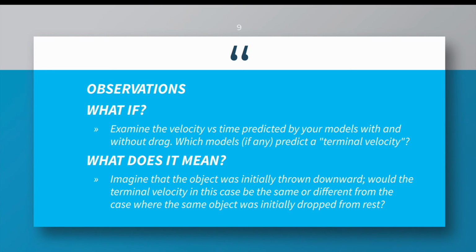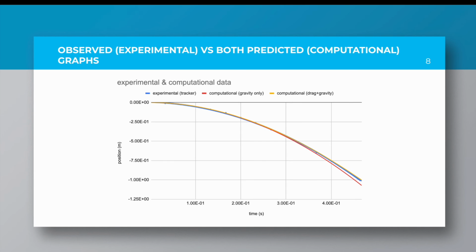So which, if any, of my models predicted a terminal velocity? A terminal velocity is reached when the drag force is equal and opposite to the weight force of the object. So this means that the drag force would have had to be considered if one of my models had predicted terminal velocity. This can be seen in the computational model that took into consideration both drag force and gravity. And we may possibly see terminal velocity being reached as the graph line starts to flatten out and become a straight line.